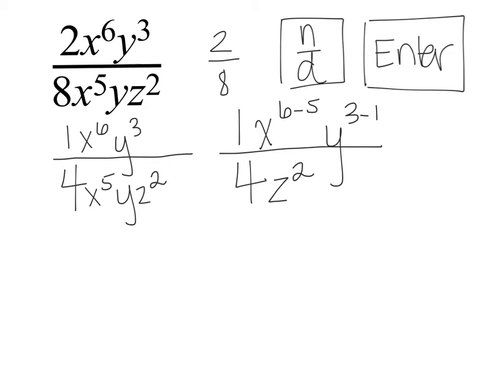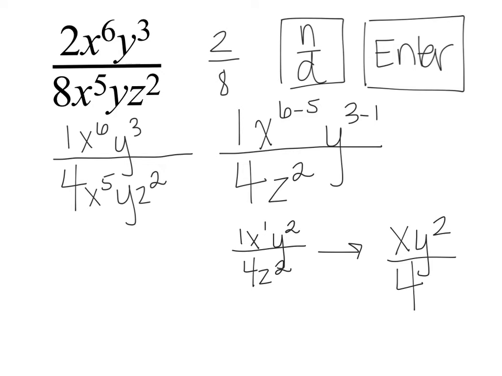Okay, when you do your subtraction action, that means you have x to the power of 1, y to the power of 2 over 4z to the power of 2. You can leave it like that if you want. That is completely legit. But if you would prefer, you can write it also as x y squared over 4z squared. Those two answers are the same thing.